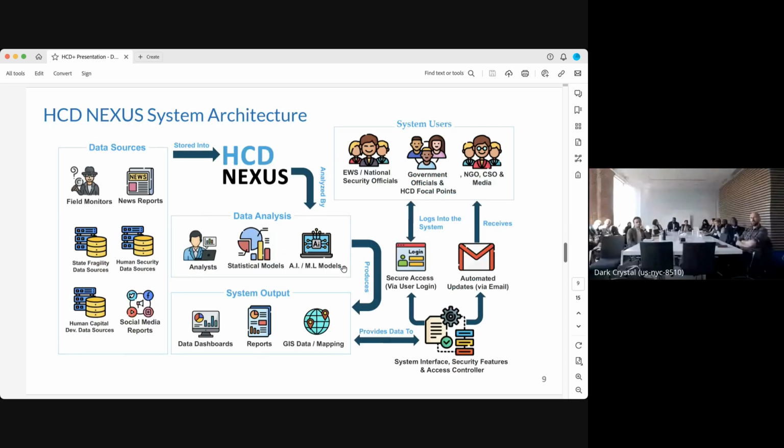Okay, so based on everything we've discussed, now the key question I think you're all wondering is, how do we contextualize this, or what is the tangible way that this is going to be used? So the answer to that question is we're designing and building a system which will allow us to take all the data from multiple sources, which include information from the field monitors, news reports, the HCD Focal Points, State Fragility data sources, human security data sources, as well as the human capital development.